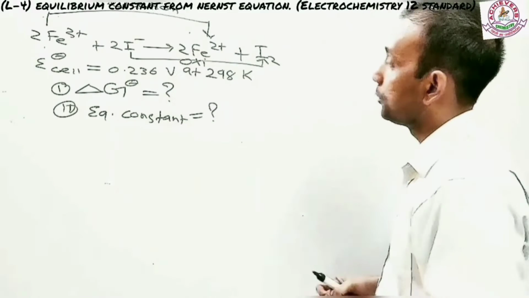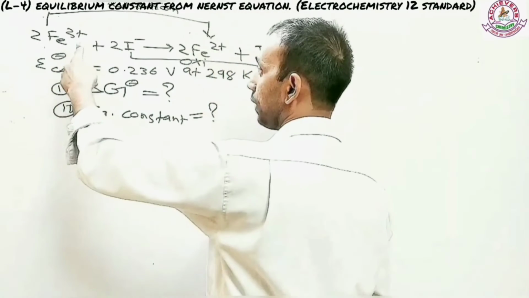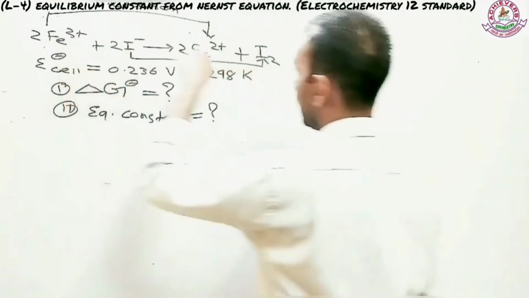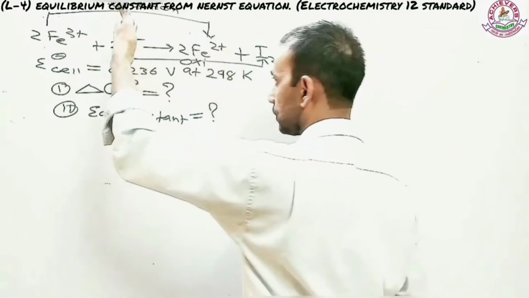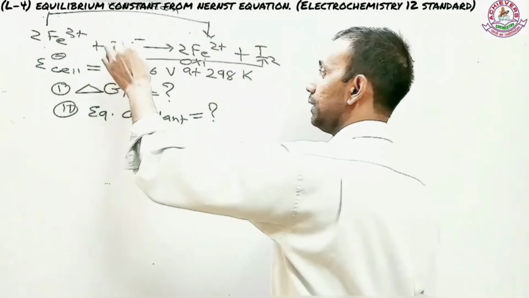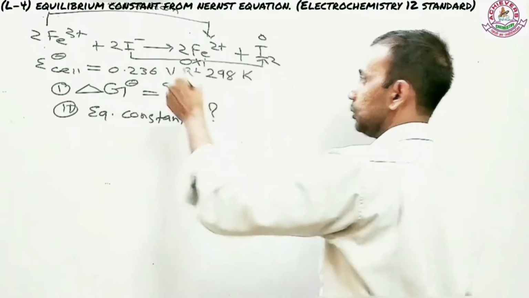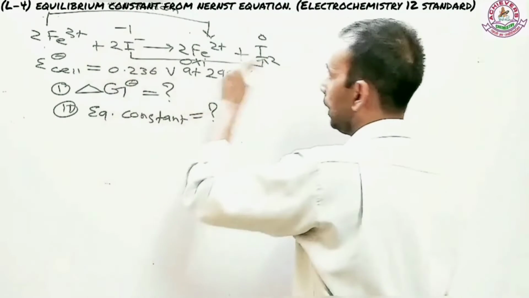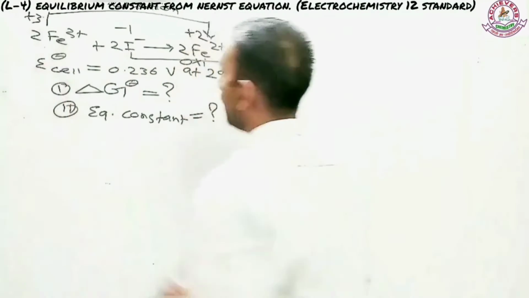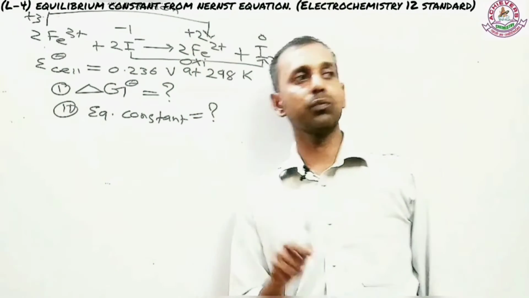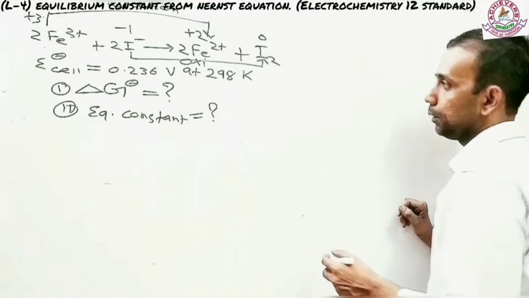Why? Because some of you might have a problem with that. Let me tell you that the oxidation number of iron here is 3+, but there iron has only 2+. So there is a decrease in oxidation number, which is also called reduction. The oxidation number of iodine here is -1, and there it is 0. So that's the reason I mentioned that iron is undergoing reduction while iodine is undergoing oxidation. That's going to be very important here.